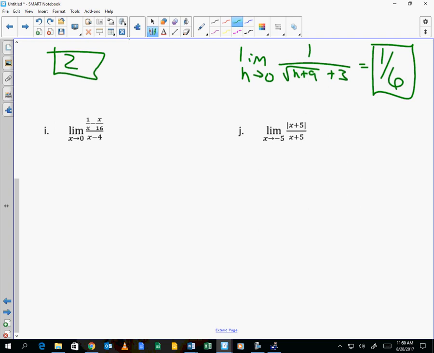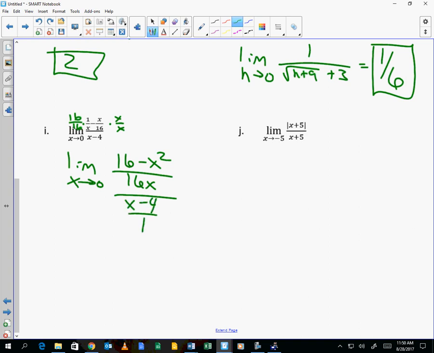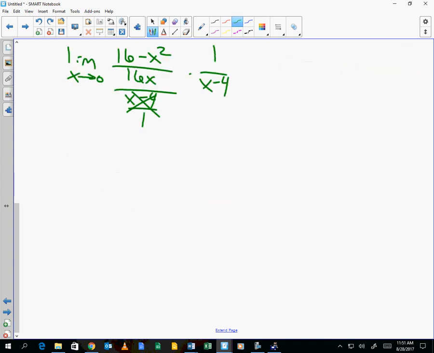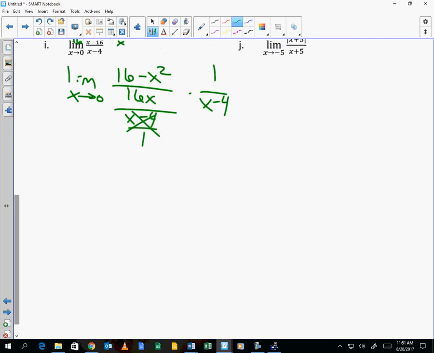So let's simplify this complex fraction, see if something cancels. Multiply top and bottom by x. Multiply top and bottom by 16. And I get the limit as x goes to 0 of 16 minus x squared over what? 16x over, okay, now what? Now what? You can factor the 16 minus x squared into what?